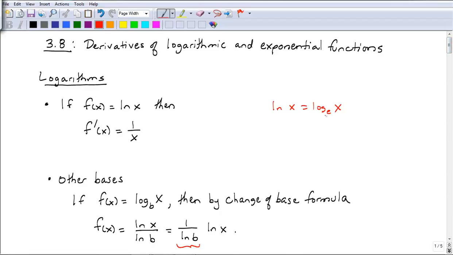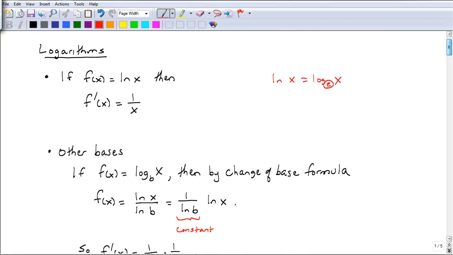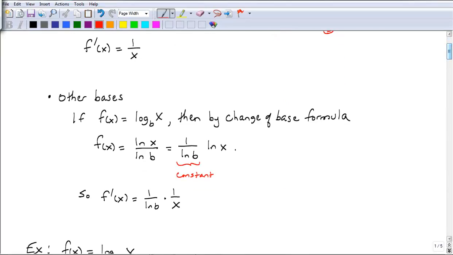But if the base is something other than e, then it doesn't work out so nice. So let's look at what happens when the base is something other than e. Here the base is the general base b, whatever that number is. B could be 2, b could be 1/2, b could be 7. But if I have the log base b of x, I can use the change of base formula to rewrite it in terms of the natural log of x.